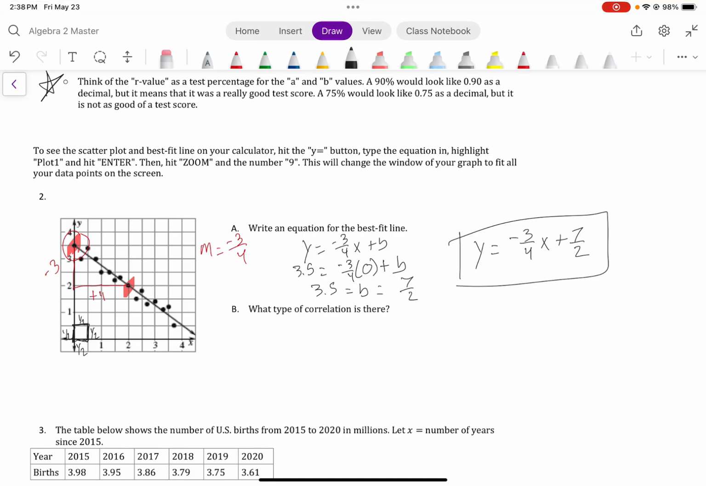Another way, you can just identify 7 divided by 2 is 3.5. So 3.5 times 2 is 7. Same idea. For part B, it asks what is the type of correlation. Our slope is negative, so our correlation is negative. It's going down as we go further to the right.